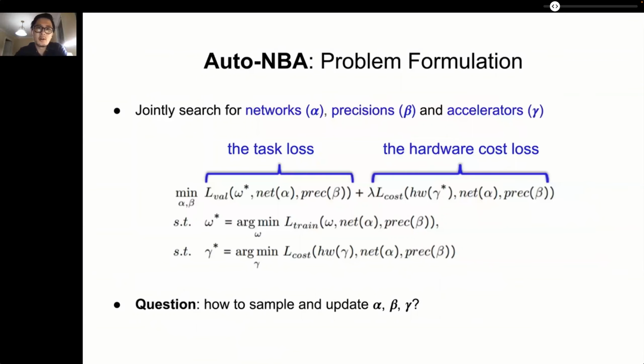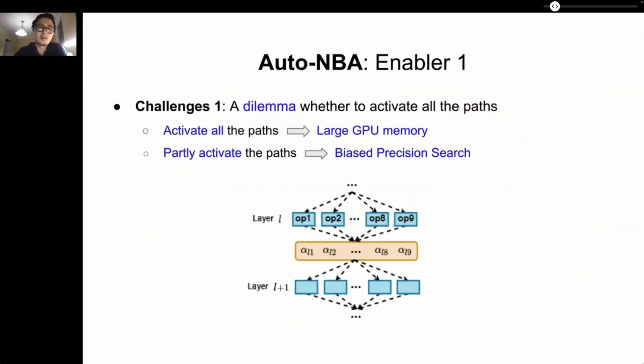The general formulation for AutoMBA can be very straightforward. It has two types of loss: task loss and hardware cost loss, and our goal is to minimize the fused loss of these two. The question is how to sample and update alpha, the network structure parameters, beta, the precision parameters, and phi, the hardware cost parameters. First, we are going to focus on the precision parameters beta.